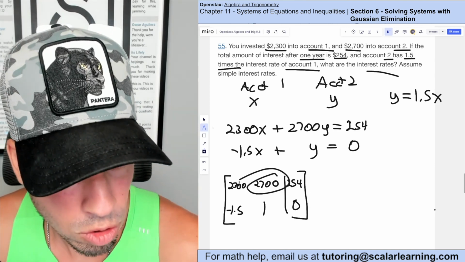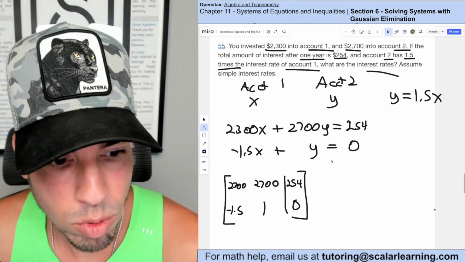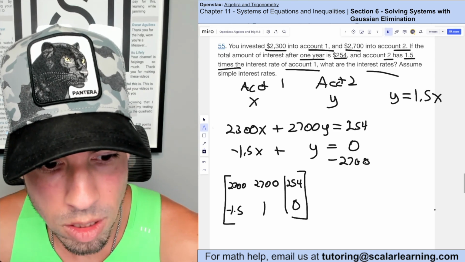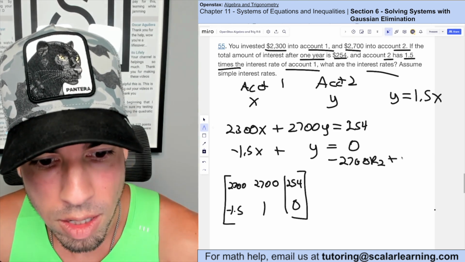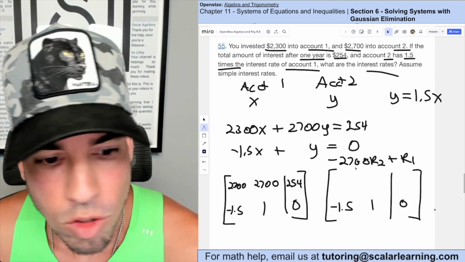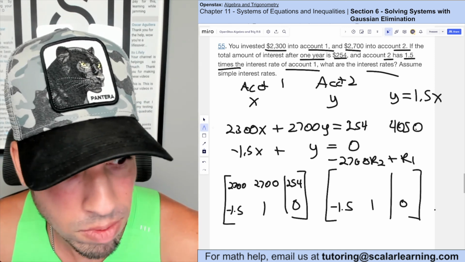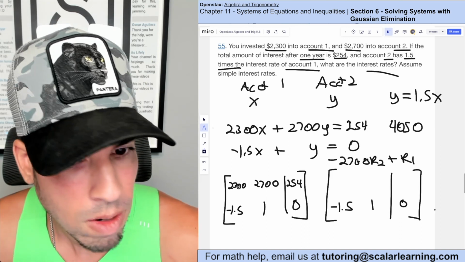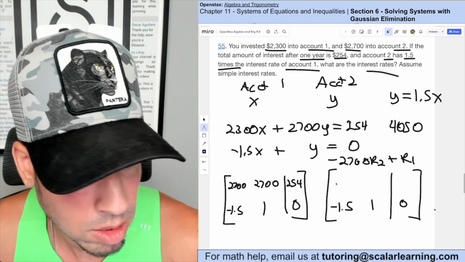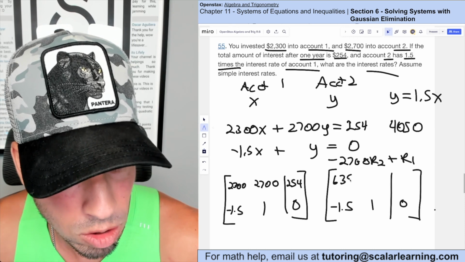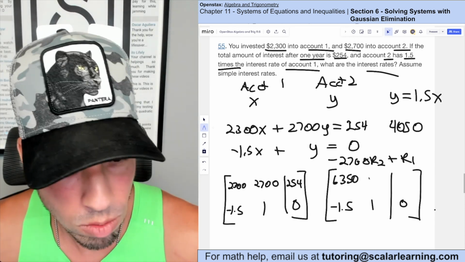First things first, let's zero this guy out. That's going to be pretty easy. We're going to multiply 2,700 times row 2 and add it to row 1. Let's do that now. So negative 2,700 times negative 1.5 is 4,050. 4,050 plus 2,300 is 6,350. I know it's a big number, but we're going to get rid of it eventually.